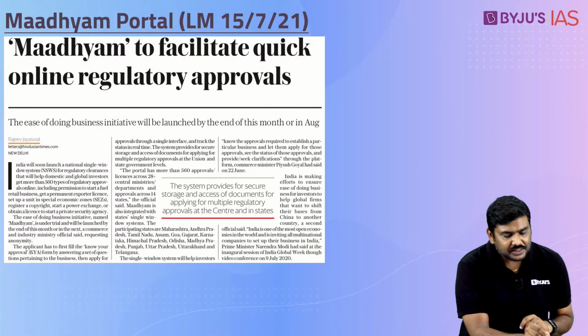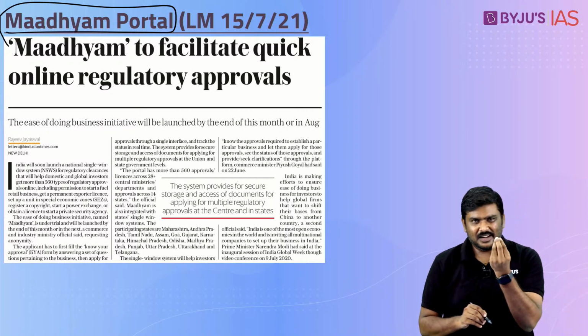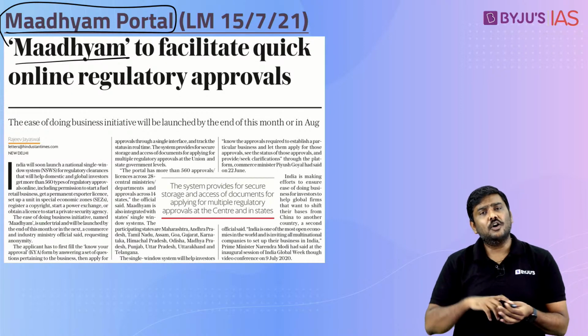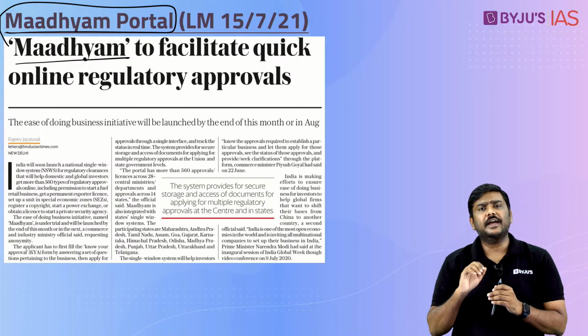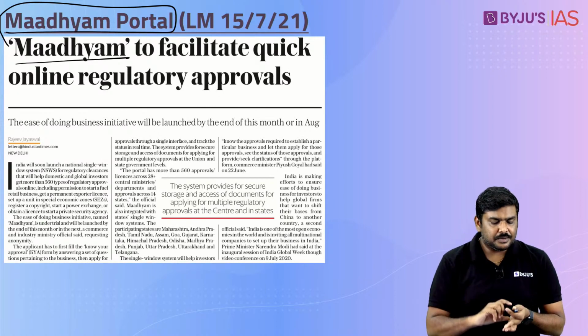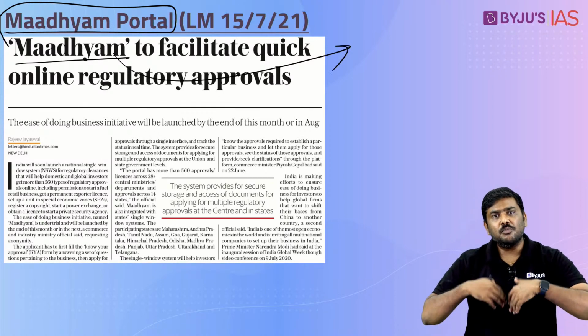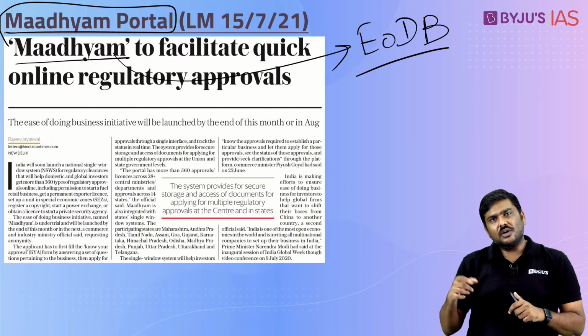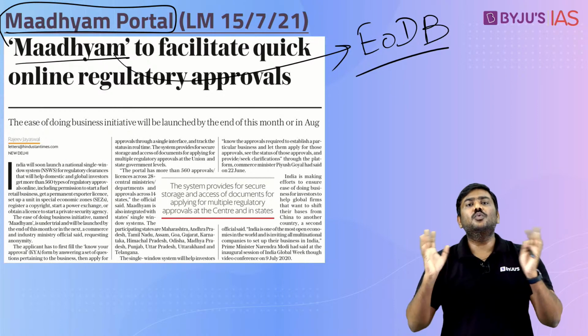Next article, Madhyam Portal. Again, just a tidbit here. Madhyam Portal has been set up or will be set up by the Government of India and rolled out throughout India. As of now, it is a pilot project. Under this, the concept is very simple. Government of India is promoting the concept of ease of doing business. It is promoting the concept of ease of doing business through what?